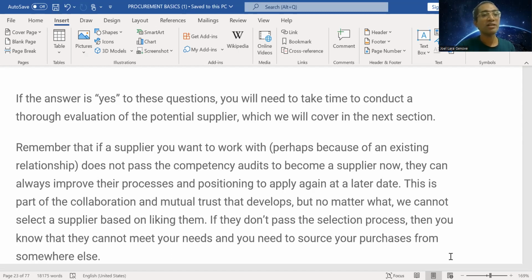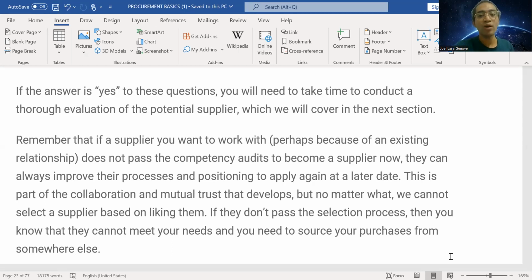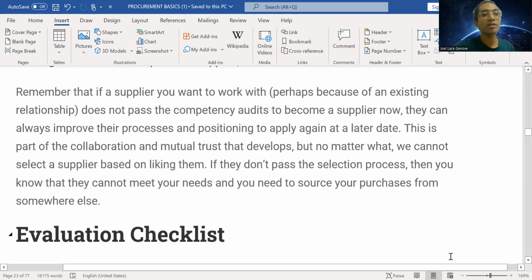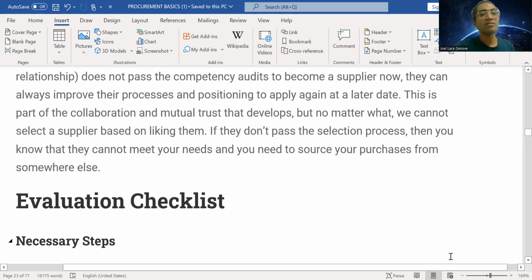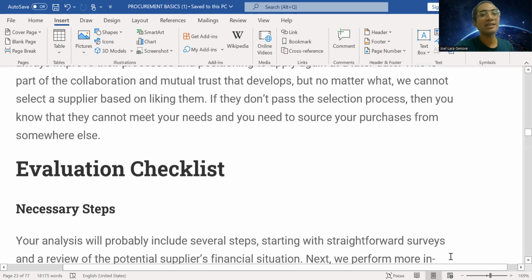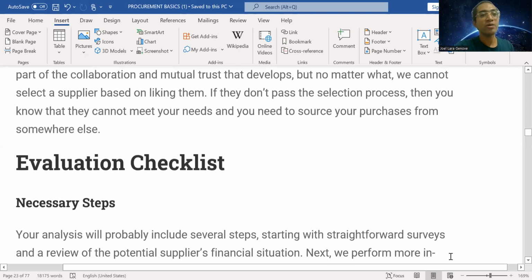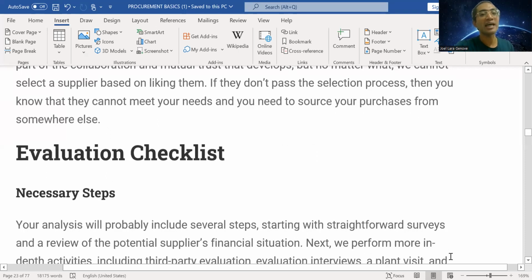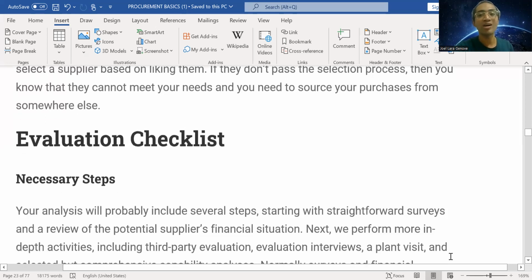This is a part of the collaboration and mutual trust that develops, but no matter what, we cannot select a supplier based on liking them. If they don't pass the selection process, then you know that they cannot meet your needs and you need to source your purchases from somewhere else. So it's okay that you would have a lot of options. You just need to check if that will be beneficial for your company.